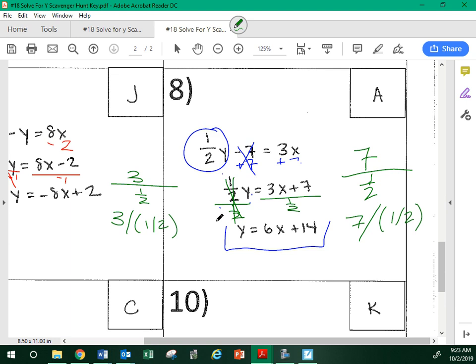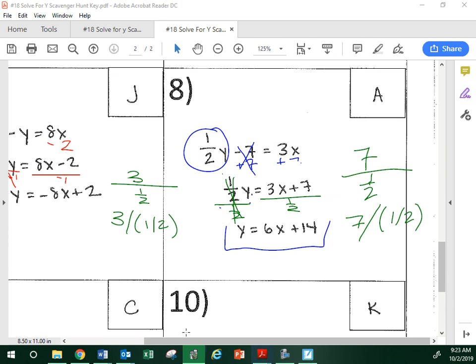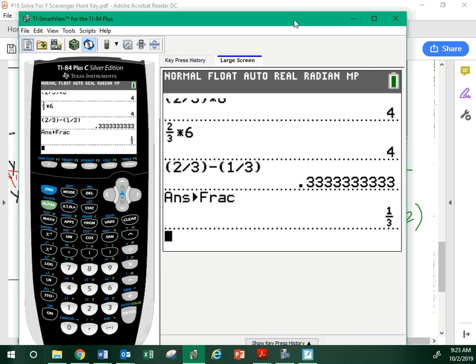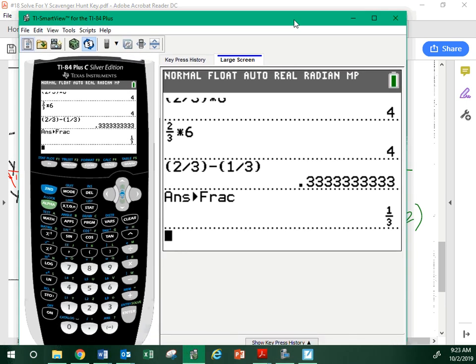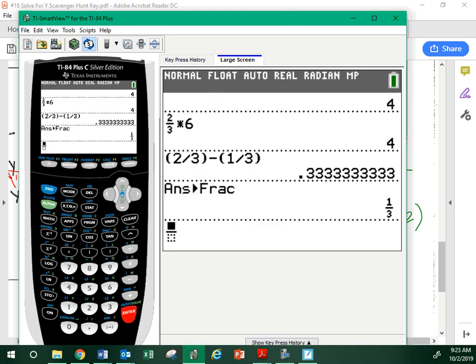Just to refresh our memories, how do we do this nice vertical fraction bar in our calculators? Alpha y equals, very good, Kelly. Alpha y equals lets us do that beautiful fraction bar, and that probably makes it the easiest way to type it in. You don't have to use that, you can use the parentheses, but if you don't use that vertical fraction bar, you have to put parentheses around it. So again, alpha y equals, and enter, that's what gives you that vertical fraction.